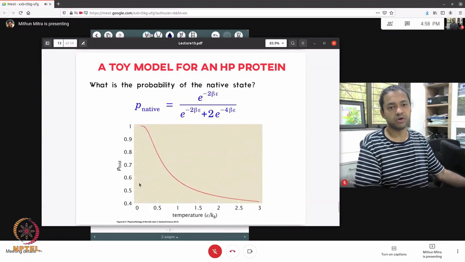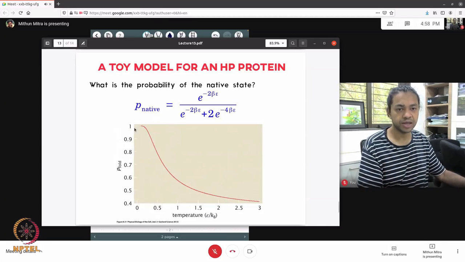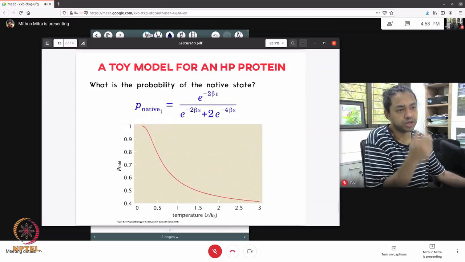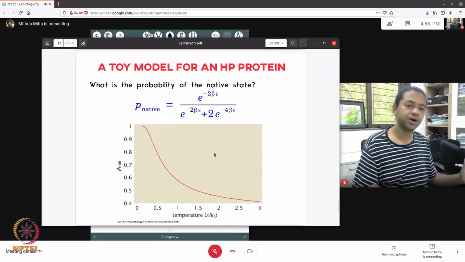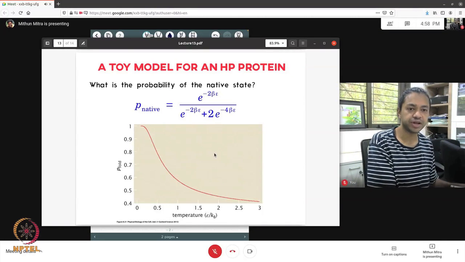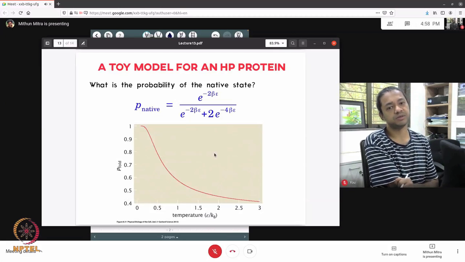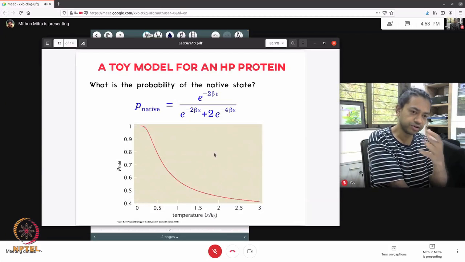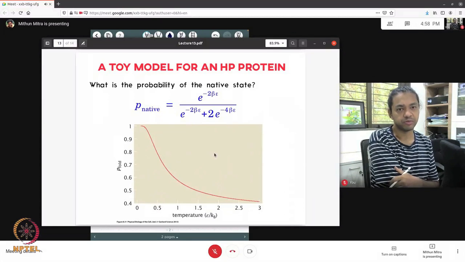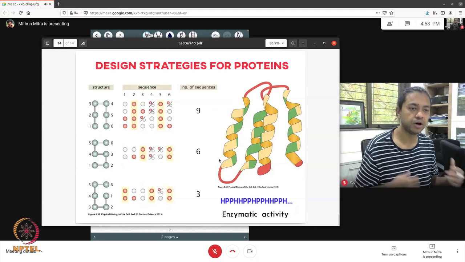Qualitatively the curve looks nice: as you go to lower temperatures, you approach probability 1 that you're going to find your protein in the folded state. And this sort of sigmoidal curve is very common in protein folding problems. If you experimentally try to determine the probability of the folded structure, you will often recover curves which are very reminiscent of these sigmoidal curves. Okay. All right.